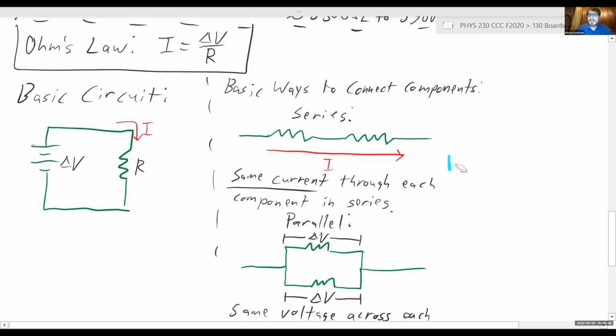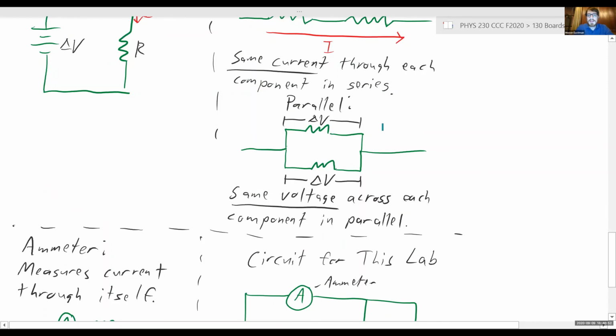The other way to connect components is to connect them in parallel. When two devices are connected in parallel, the front ends of the devices are connected to one another and the back ends are connected to one another. So they share the same set of wires on the front and they share the same set of wires on the back. And because voltages are across devices, if you have two devices in parallel, then both of them will have the same voltage across them.